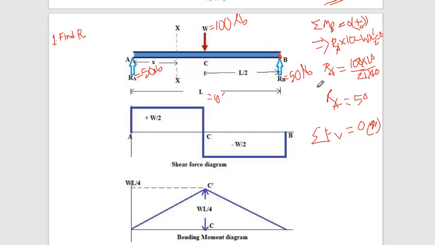Now we can draw the SFD and BMD. As I said, we can start from the right side or from the left side to draw the SFD and BMD.